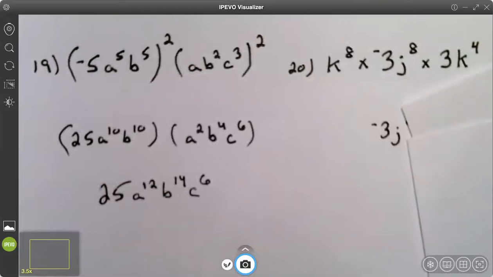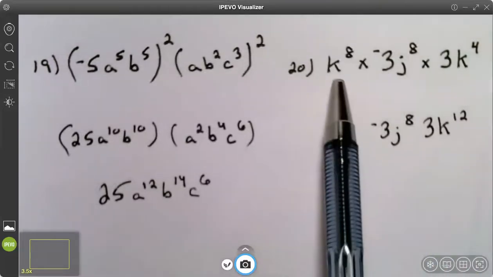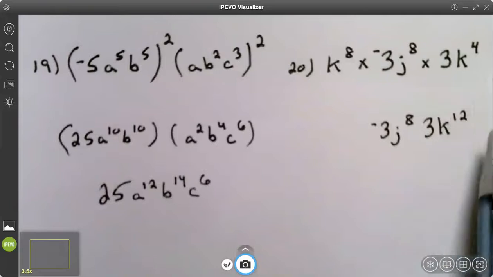Your j stays just like it is. And your k's you multiply together. K to the 8th times k to the 4th. 8 plus 4 is k to the 12th. Your answer is negative 9, j to the 8th, k to the 12th.